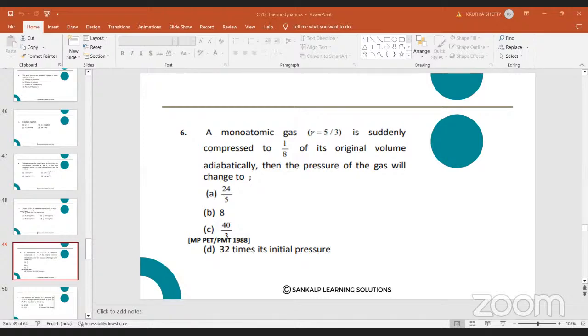So how do I simplify this? We have the gamma value as 5/3 given in the question. P1 V1 raised to gamma is equal to P2 V2 raised to gamma. So P2 divided by P1 is equal to V1 divided by V2 raised to gamma. Therefore, P2 by P1: the volume is compressed to 1/8, which means 8/1. The volume is compressed, so to the power of how much? 5/3.